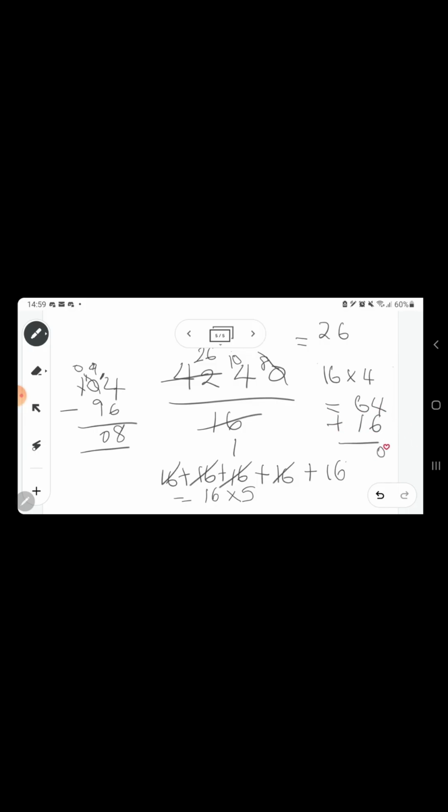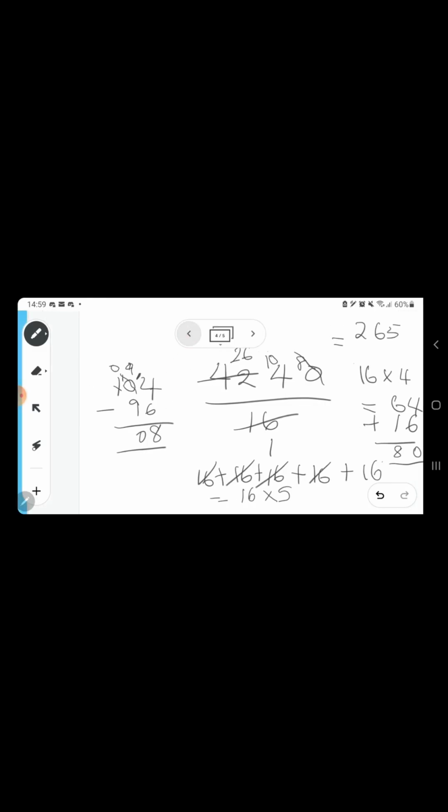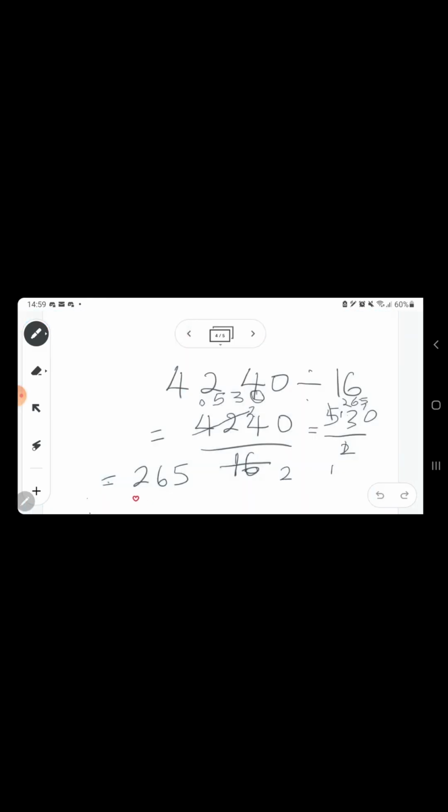4 add 6 is 10. 6 add 1 is 7. Add 1 more is 80. And then what does that tell you? It tells me that 16 times 5 lots of 16 gives me 80. So my last figure here is 5. And if we go back here, you will discover that we got the same answer.